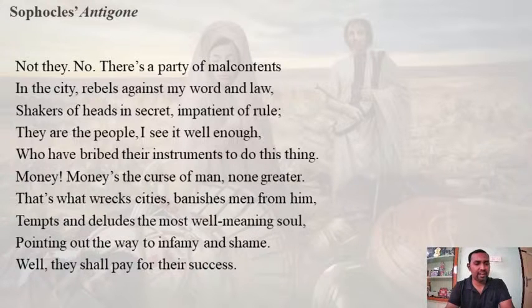Infamy means evil fame, infamy and shame. Well, they shall pay for their success. And this is what Creon has decided. He will definitely punish whoever committed the act. They will pay for their success. They have succeeded in giving a burial to Polynices, but they shall pay.